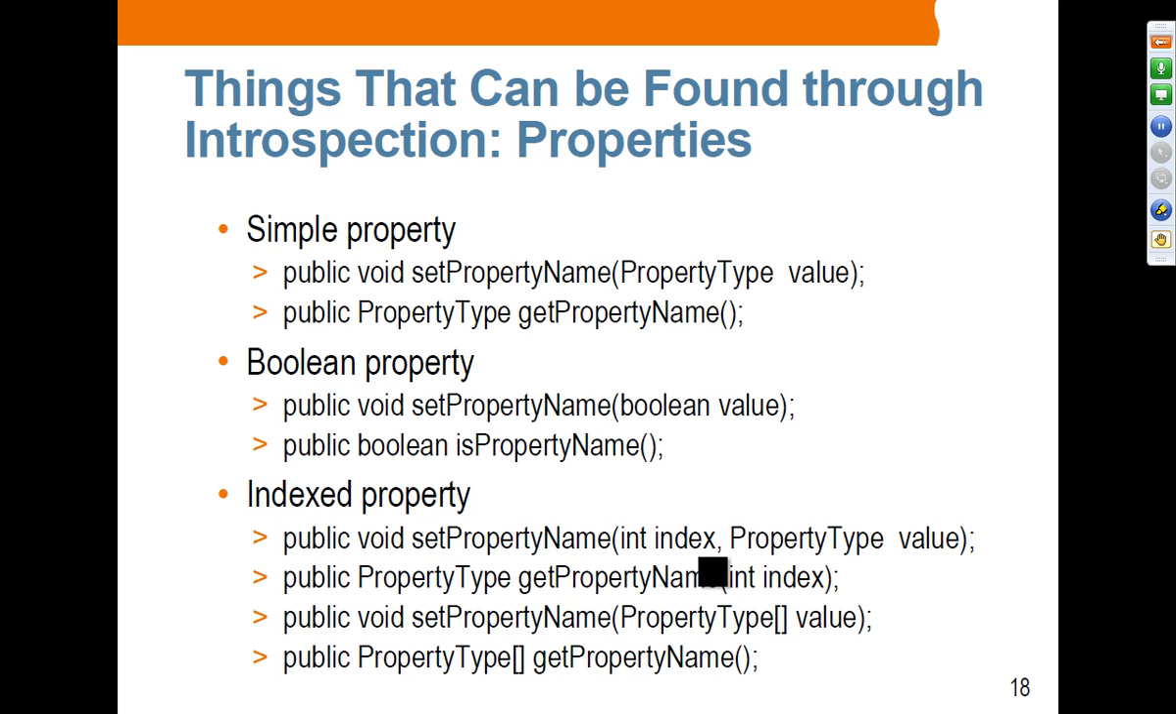So the things that can be found through introspection include properties. If there is a setter method like this, set plus the property name and the property type and value, then it knows that there is a property with that name. If there is a get method with the property name, then it knows that there is a property it can read. This is for a Boolean property, and this is a simple property. It could also detect an indexed property. If there is an array of properties, you could also have methods like this, and those are considered indexed properties. For now, let's focus on just a simple property like this.